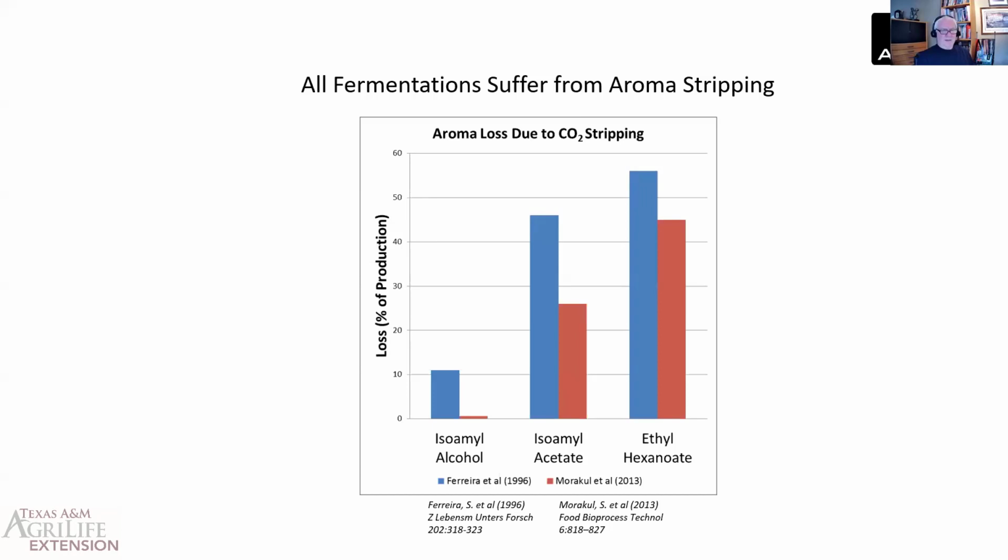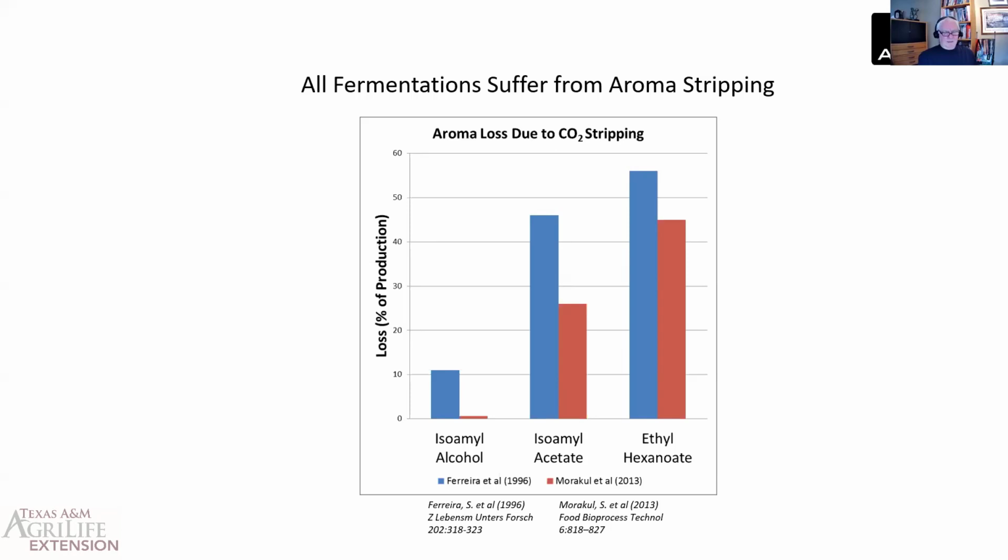And I thought, I'm going to try to overcome that with something. I then found another paper, which is shown by the red bars. Ferreira did his study by bubbling CO2 into a synthetic wine solution. The red bars are from a French group that used an actual fermentation and developed a way to measure the amount of aroma produced, the amount of aroma lost, and the amount of aroma retained in wine. And the red bars show the losses of aroma.